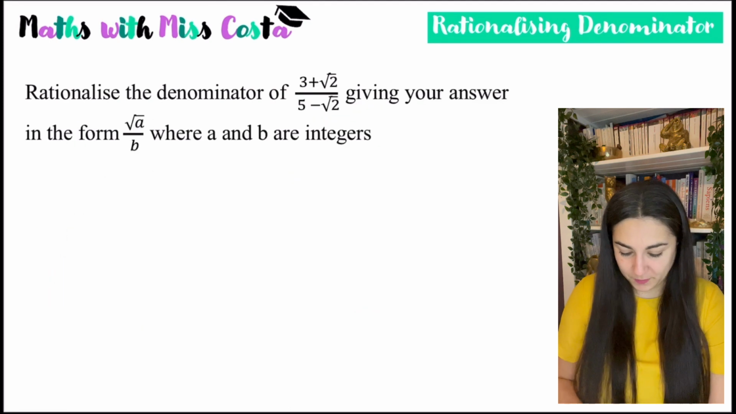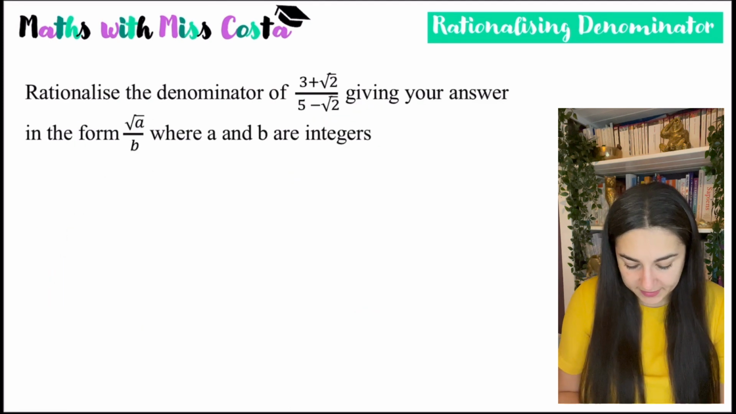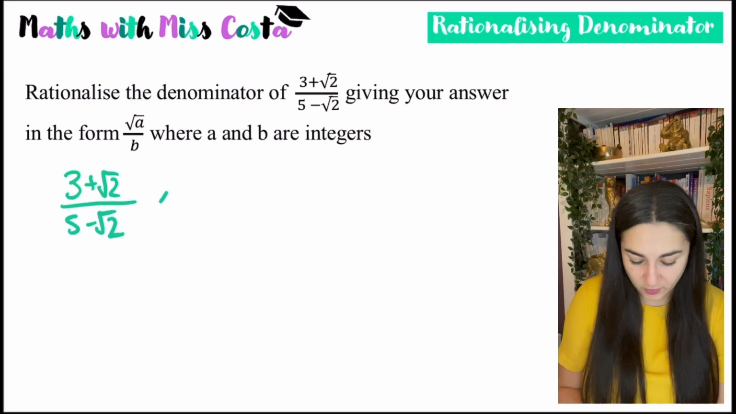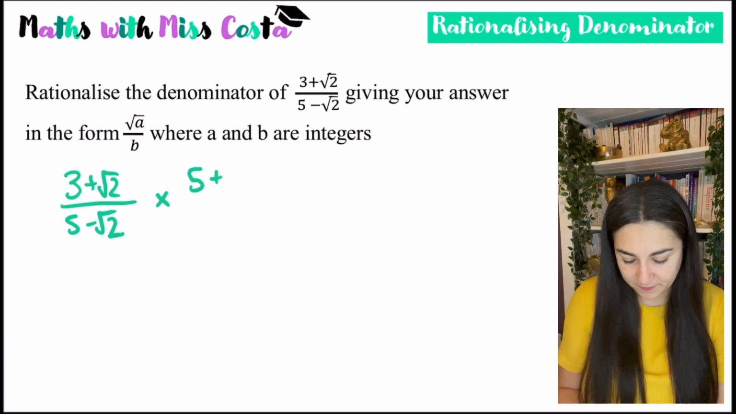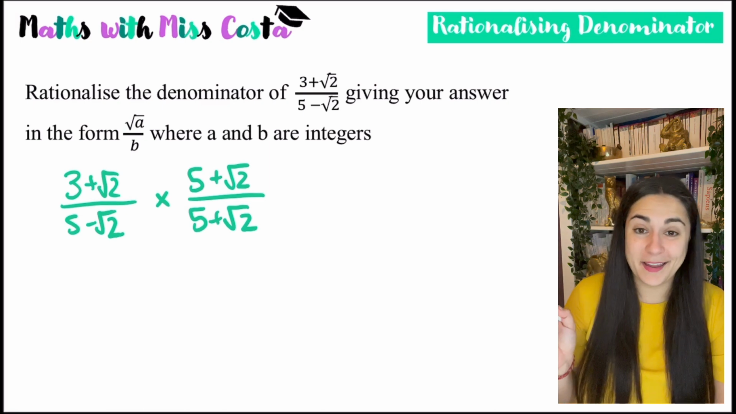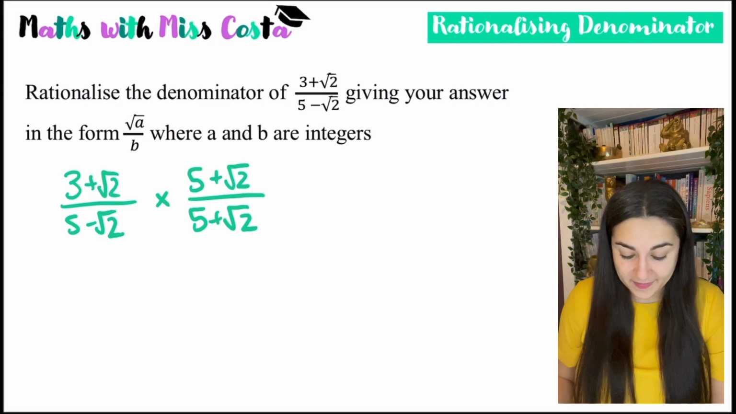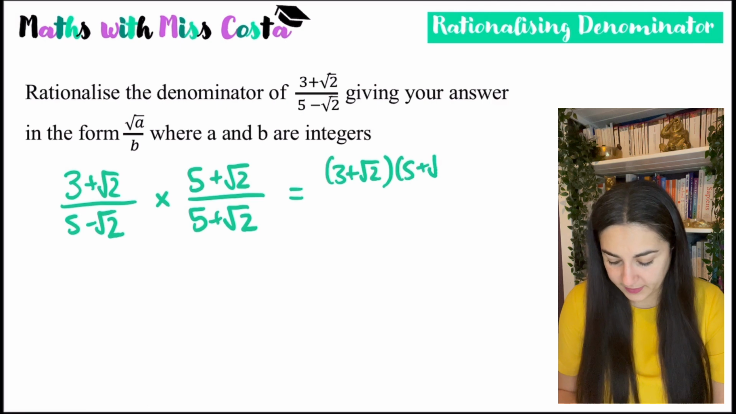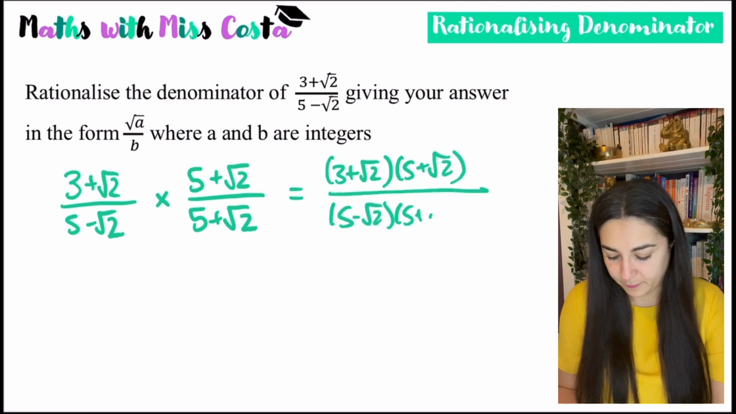So let's have a go at one more. We've got 3 plus root 2 over 5 take root 2, and remember, all we do is we multiply by the conjugate. So in this case, it's going to be 5 plus root 2 over 5 plus root 2. So annoyingly, we're going to end up with double brackets on both the numerator and the denominator, but hey, what can we do? So that would become 3 plus root 2 over 5 plus root 2 over 5 take root 2, 5 plus root 2.